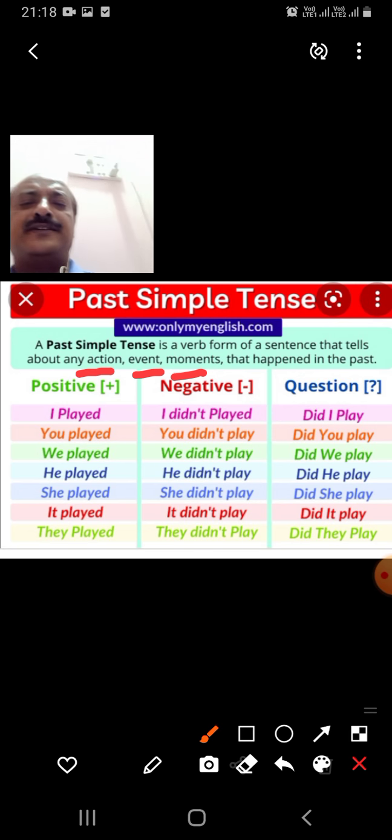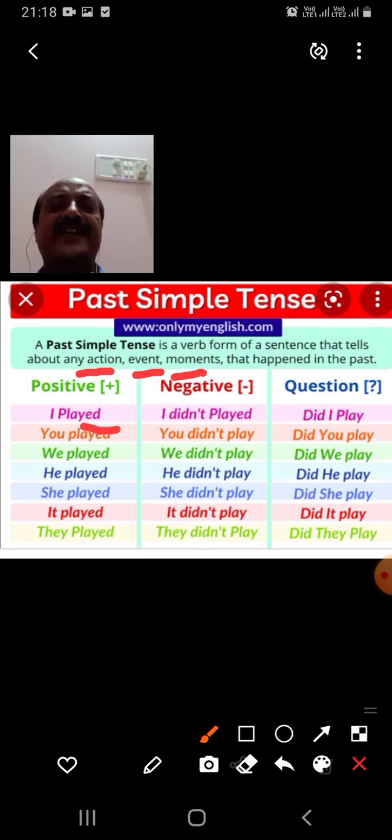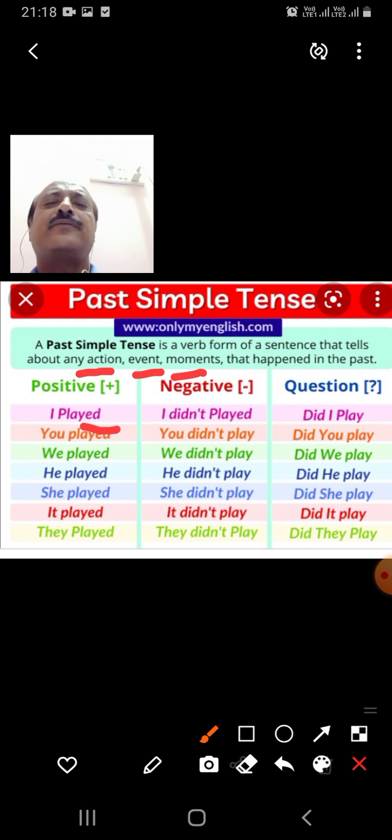I played. Here we can see we add ed. Negative, we change to I didn't play or I did not play. So did not in short we say didn't play. When we ask a question, did I play? But positive is I played. Maybe I played in the evening. Just now it is night. I played in the evening. You played. You didn't play.